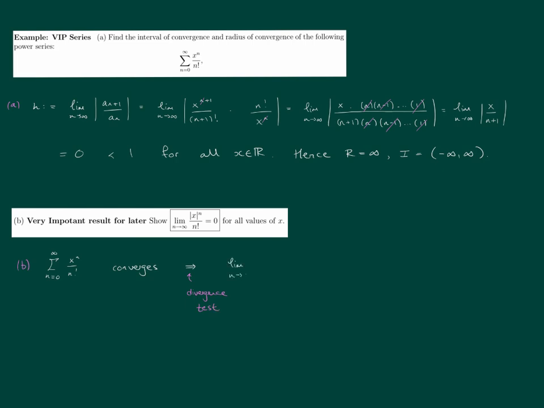So it says that the limit as n goes to infinity of x to the n over n factorial has to go to 0 for all x, which implies that the limit of the absolute values of these terms goes to 0, because if they go to 0, then their absolute values go to 0.